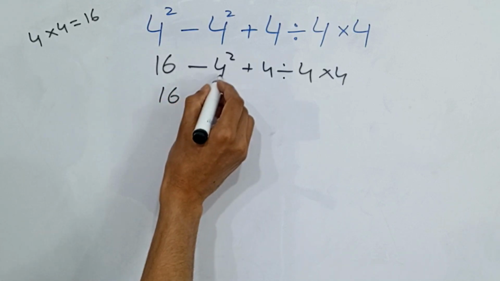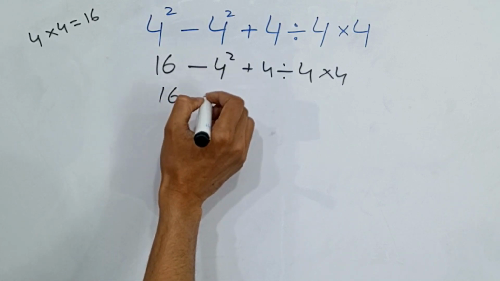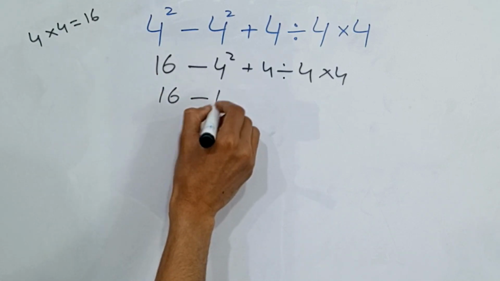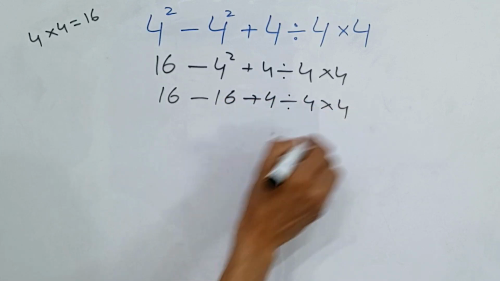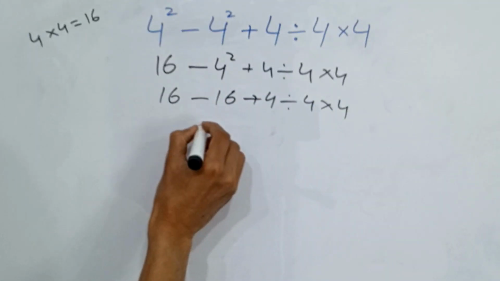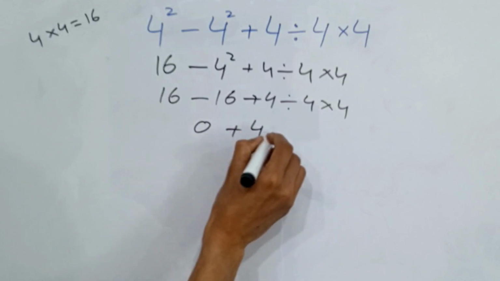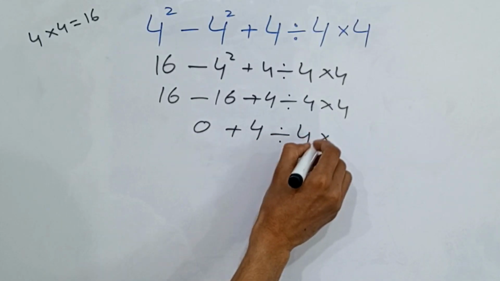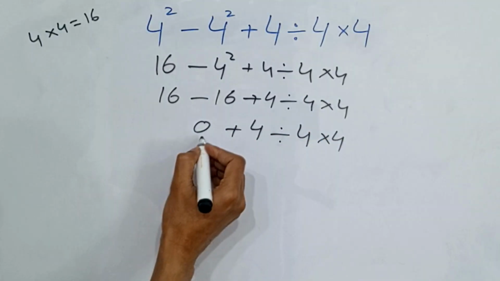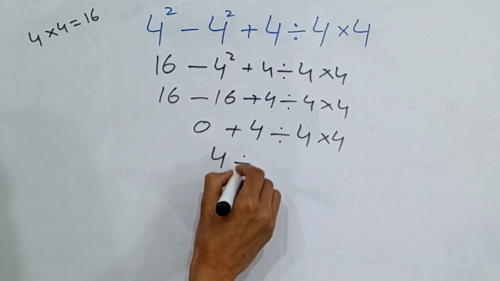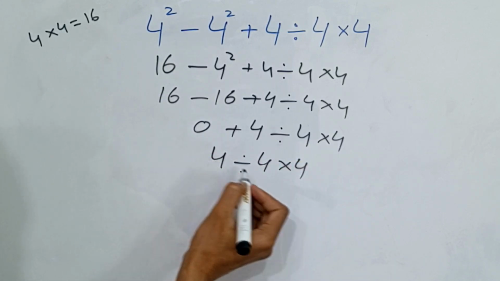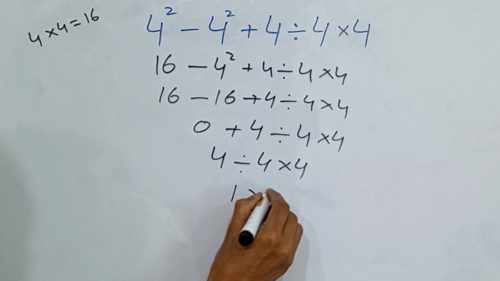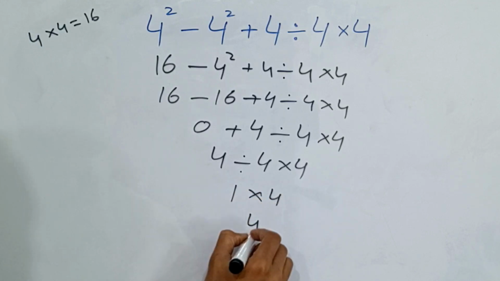Now 16 minus 4 squared equals 16, right? Plus 4 divided by 4 times 4. Now 16 minus 16 equals 0 plus 4 divided by 4 times 4. Now 0 plus 4 equals 4 divided by 4 times 4. Now 4 divided by 4 equals 1 times 4 and 1 times 4 equals 4.